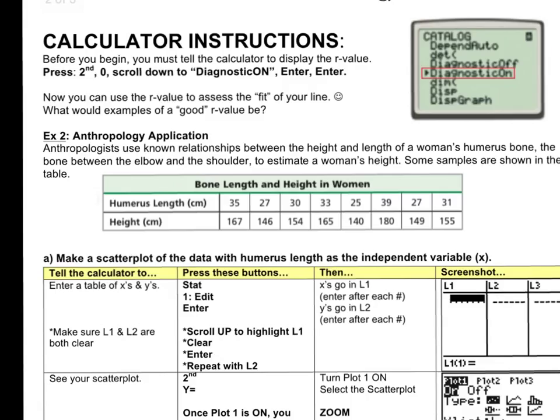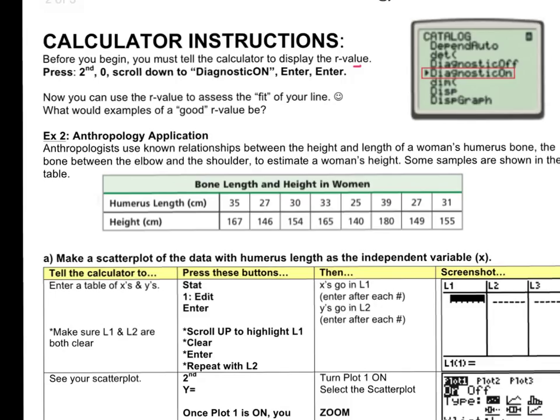So hopefully you have your calculator, and everything we just did in example 1, drawing the scatter plot, making the line, finding the equation, and even finding the R value, the correlation coefficient, the calculator can do all of that for us. We just have to tell it what to do. So to start with, you have to tell the calculator that you want to know the R value. You want to know how good your correlation is.